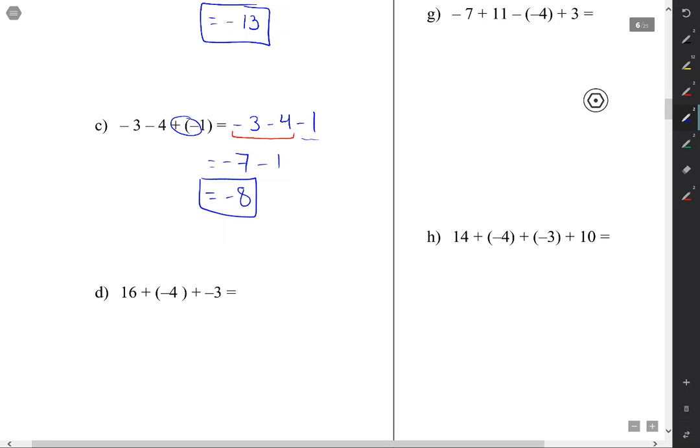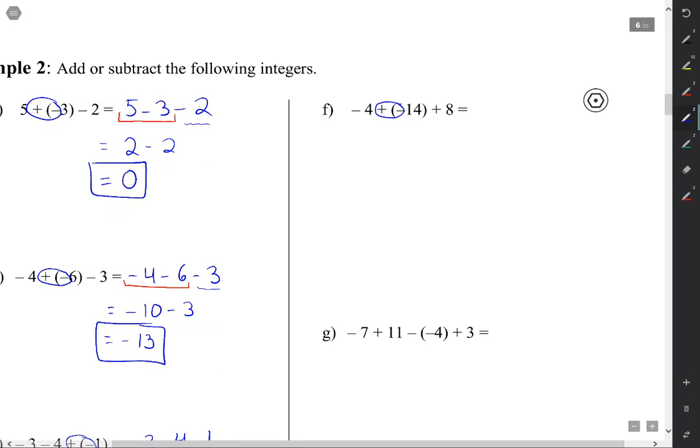Ooh, we have a couple of them going on here. We have a plus and a minus sign here and a plus and a minus sign here. So this is going to change into 16 minus 4 minus 3. So then if we dealt with the 16 minus 4 first, that would give us 12, and then we need to minus another 3 from that. So our final answer will be 9.